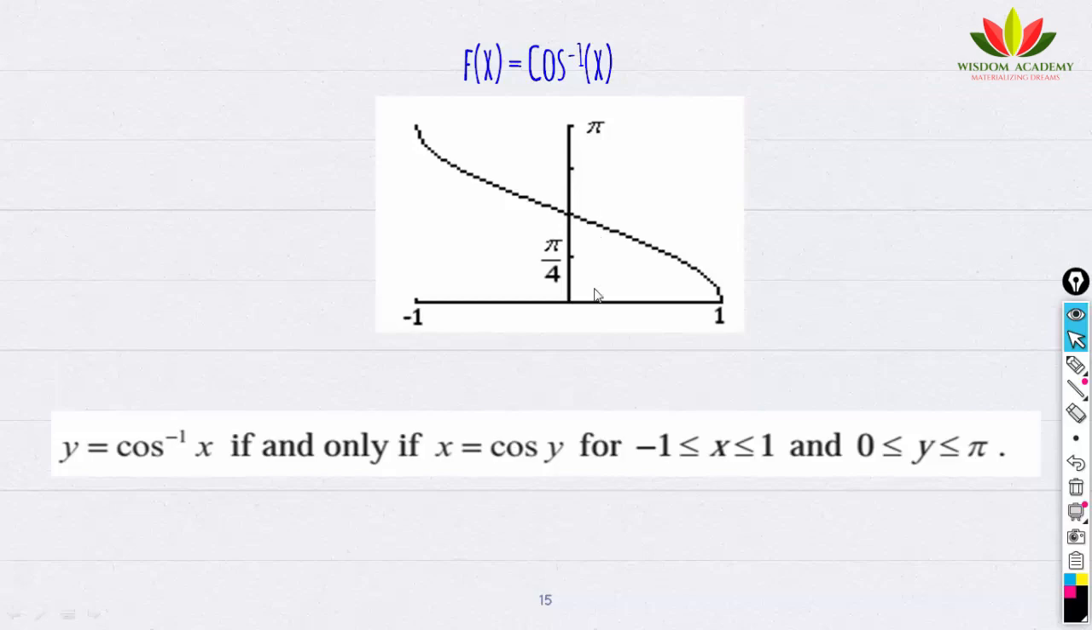So the x-axis and y-axis are going to be changed, and my minus 1 and plus 1 values will be there. And here also, for the cos function, y is equal to cos inverse of x is only possible if the domain ranges from minus 1 to 1 and my range is going to be 0 to pi. Only if that is possible can we make an inverse function.